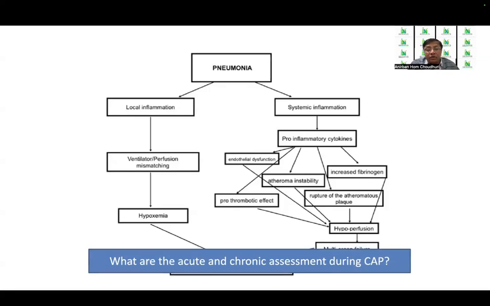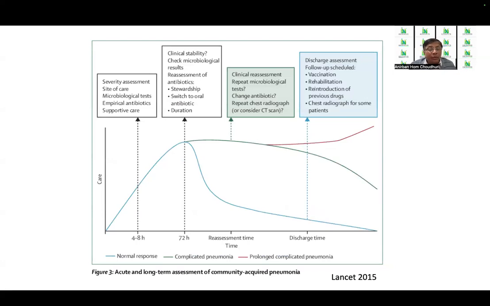So what are the acute and chronic assessments during community-acquired pneumonia? When the patient comes early, during the first 4 to 8 hours, we have to assess the severity. The site of care has to be decided, we send the microbiological tests, give empiric antibiotics, and institute supportive care. Up to 72 hours, we have to check the patient's clinical stability and the radiological results, and reassess antibiotics, including stewardship, switch to oral antibiotic form, as well as the duration.